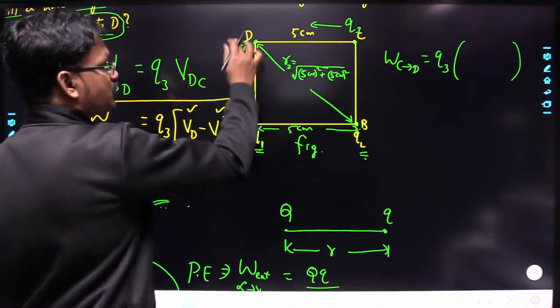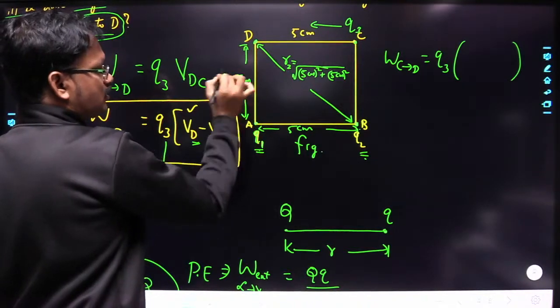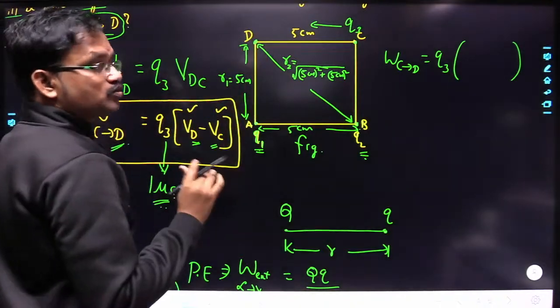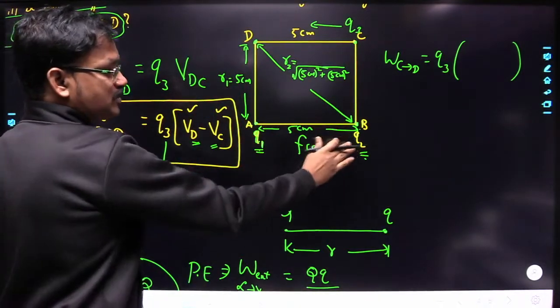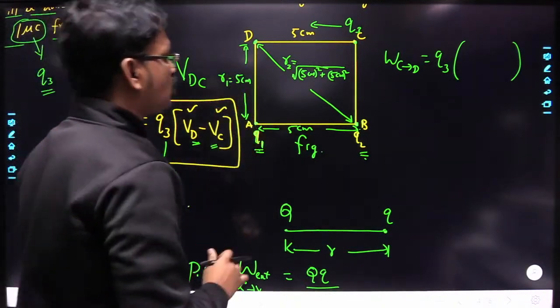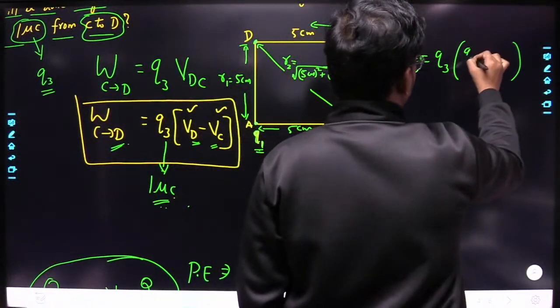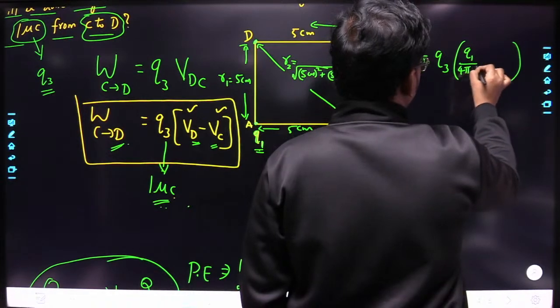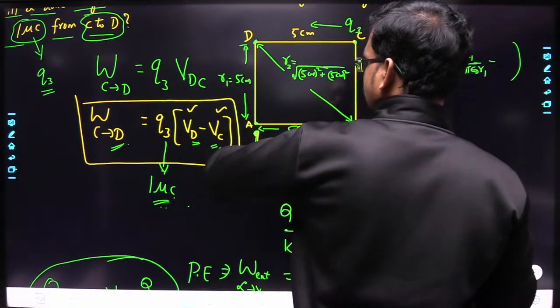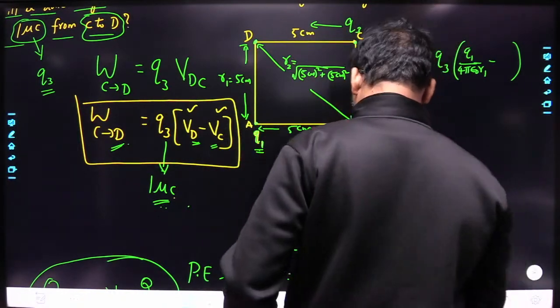And the distance from Q1 I am representing with R1. So the potential at D is due to Q1 as well as Q2. So the potential at D due to Q1 is Q1 by 4 pi epsilon naught into R1, minus the potential at, sorry, wait.